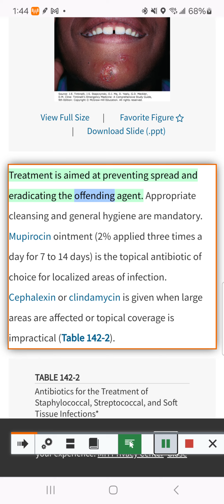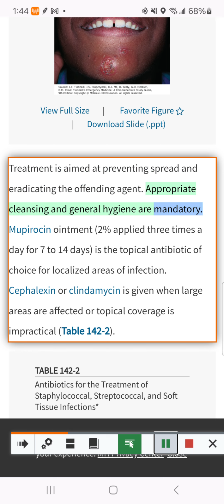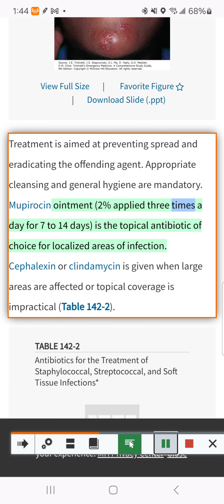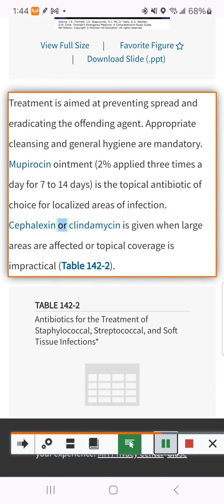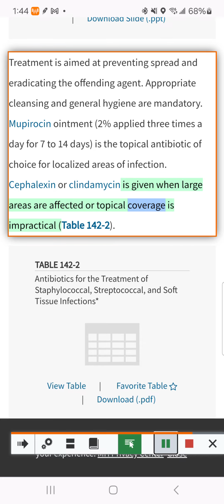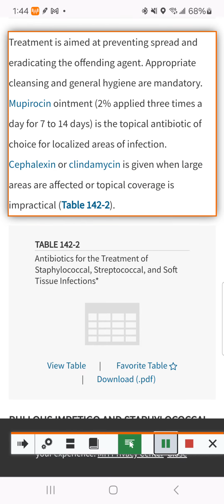Treatment is aimed at preventing spread and eradicating the offending agent. Appropriate cleansing and general hygiene are mandatory. Mupirocin ointment, 2% applied 3 times a day for 7 to 14 days, is the topical antibiotic of choice for localized areas of infection. Cephalexin or clindamycin is given when large areas are affected or topical coverage is impractical. Table 142-2.